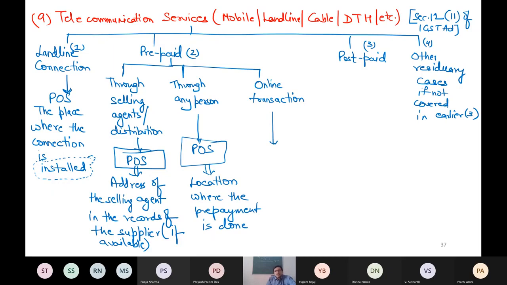And if it is done through online transaction, because most of the people have online banking, when they do it through online transaction, in that case also the address might be existing. So place of supply means neither the location of the selling agent, because now I am myself doing the online transaction. Because if you purchase any connection, even if prepaid or postpaid, the company must be having the address. So what is my address? Address of the recipient.